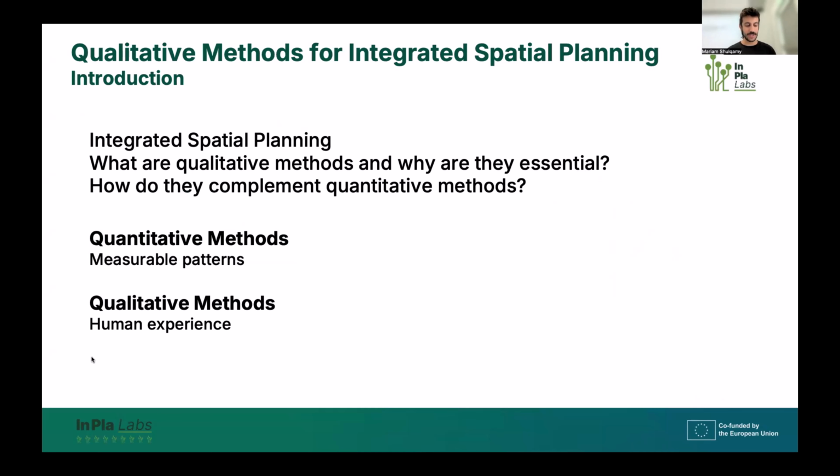So, some key notions and concepts. Just to reiterate, by integrated spatial planning, we mean a strategic and holistic approach to planning that considers social, economic, environmental, and governance factors across different sectors and fields. So the previous two presentations discussed quantitative methods, which provide measurable and data-driven insights in order to inform design decisions, to validate hypotheses, or to predict certain outcomes.